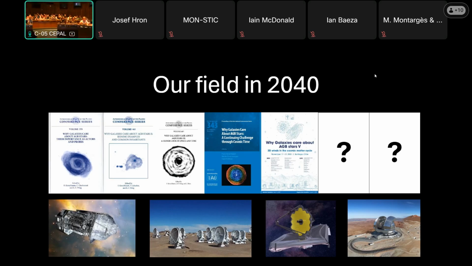To give a simple example, this is how you can distinguish between, is the blob caused by a binary companion, or is it a blob that is ejected from the star?